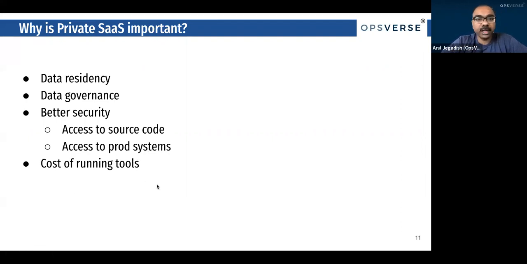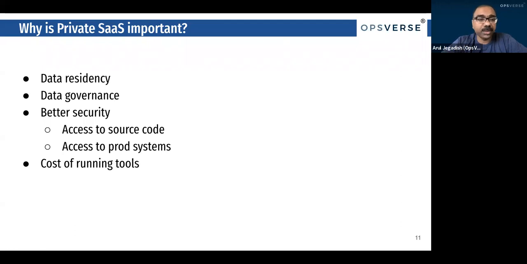Then there is the cost of running tools. Here again, there is one more example. If you are using observability tools from a SaaS vendor, for example Datadog, and you're generating about 1 terabyte of logs, then you're looking at about $50,000 a year of cost just for transferring the logs from your network to your vendor's network. That's a hidden cost that a lot of people don't realize. A lot of customers don't even realize that such a cost exists.